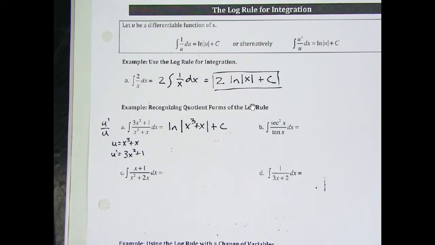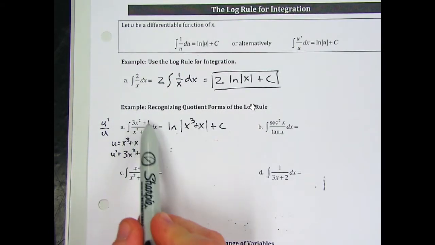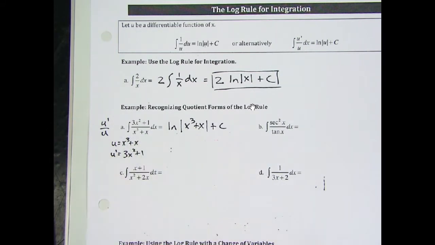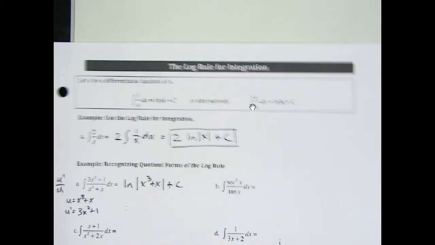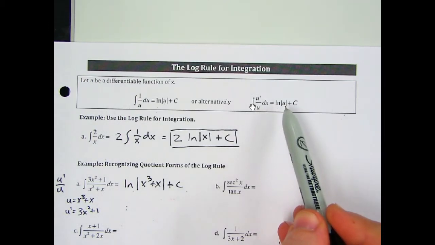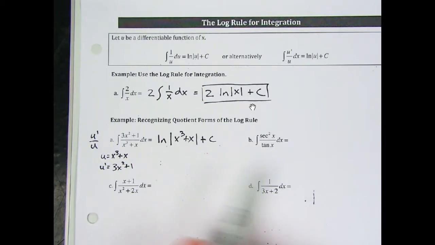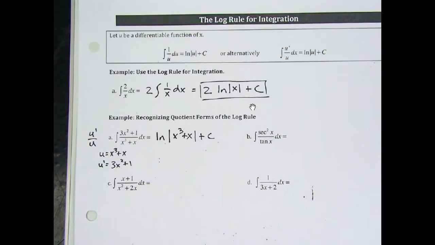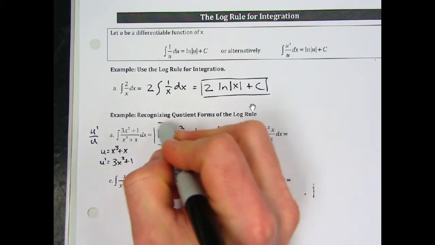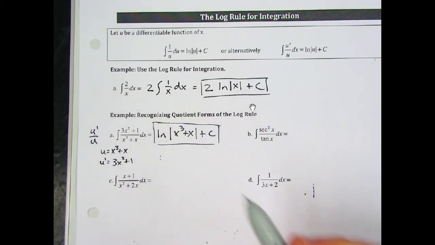Do you see that the numerator is u prime? Do you see that the denominator is u? And if we look over here, isn't u prime over u, natural log of u? And that's the antiderivative right there. Too bad only like 2% of the problems will be the quotient form. So always check that first.